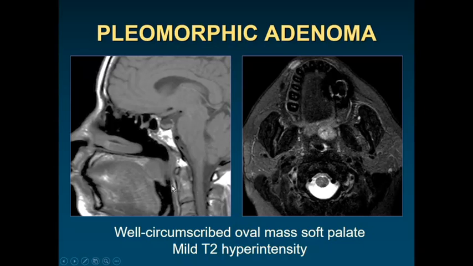Here's a nice pleomorphic adenoma example. Looks like a round little nugget in the soft palate. Pretty T2 bright, not quite as bright as CSF, but did turn out to be a benign pleomorphic adenoma.